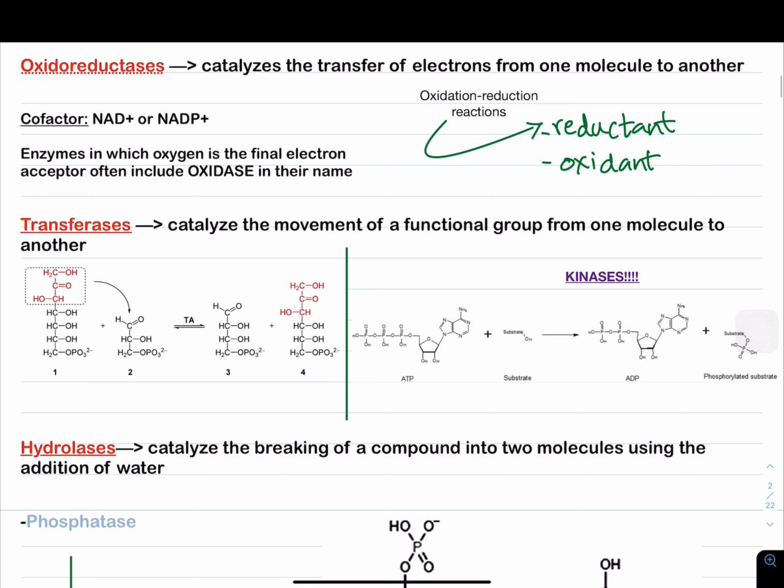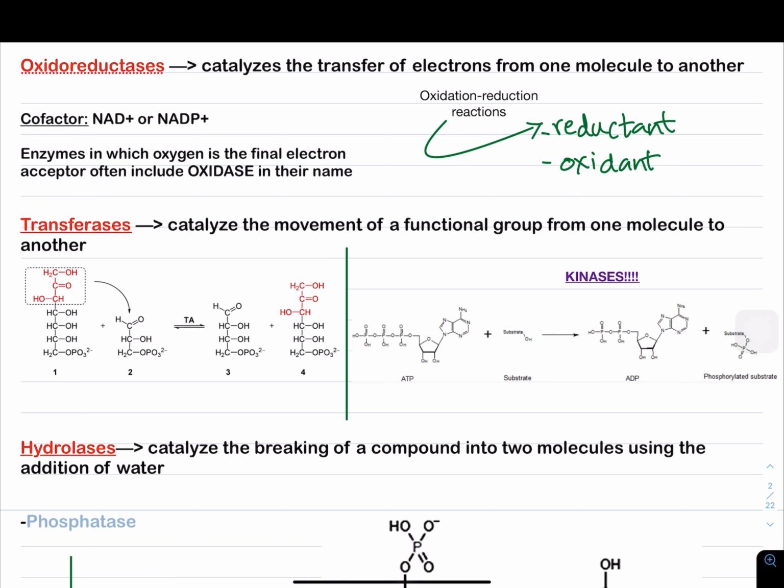Next category is transferases. And as you can see in this example, they basically catalyze the transfer of a functional group from one molecule to another. Kinases fall under this category, but they only catalyze the transfer of a phosphate group, generally from ATP to another molecule.